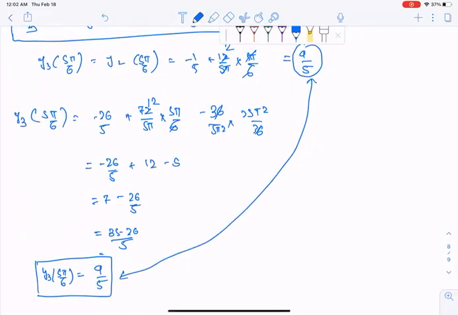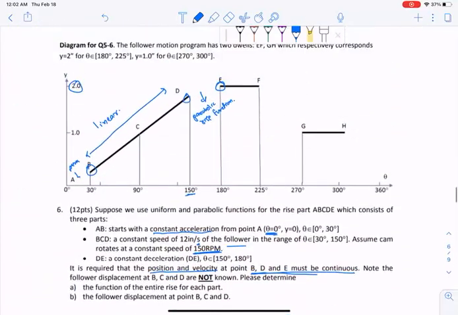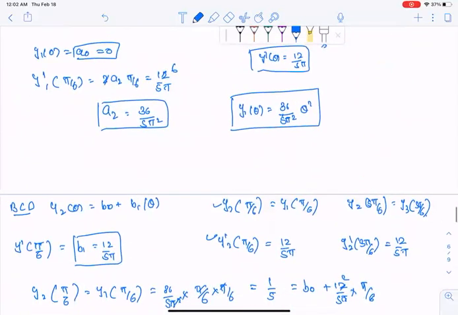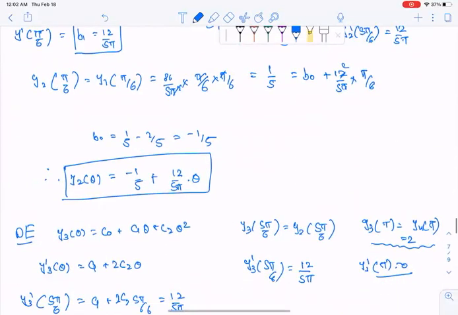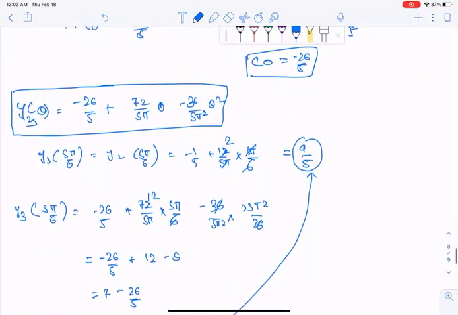So here we have verified that my position and velocity both of them are continuous at points B, D, and E based on our boundary conditions. So here are the functions: y1 is 36 by 5 pi square theta square, y2 is minus 1 by 5 plus 12 by 5 pi into theta, and y3 theta is minus 26 by 5 plus 72 by 5 pi into theta minus 36 by 5 pi square into theta square.